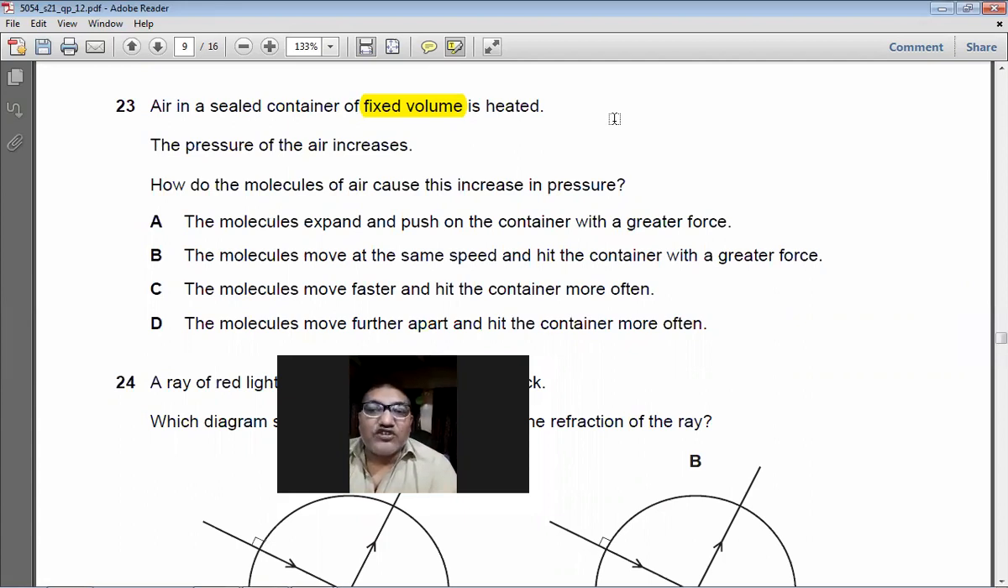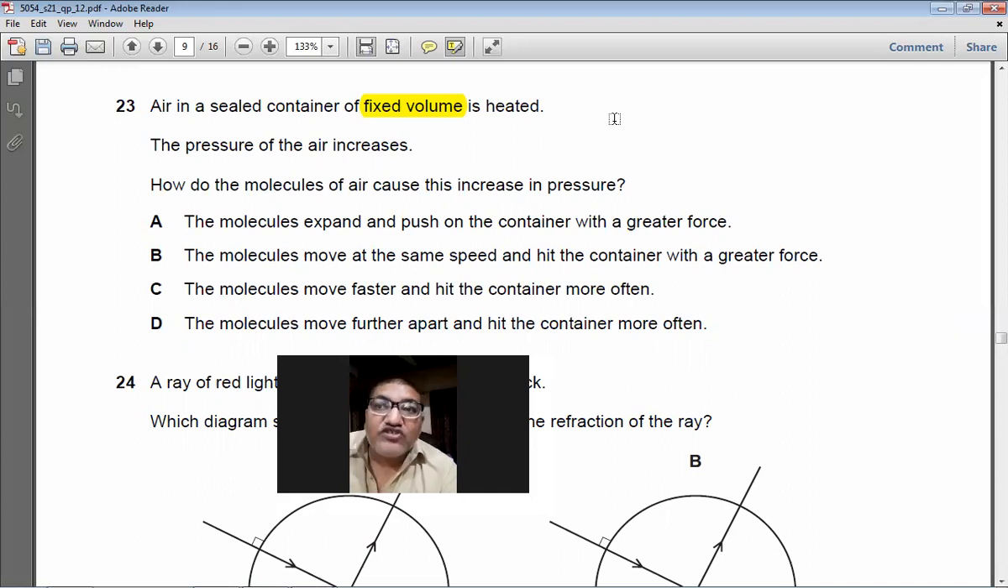Because the volume cannot change, the distance between the molecules cannot become larger. But when you increase the temperature, the molecules will start moving faster. When they move faster, their collision frequency with the walls of the container will increase. So that's why the pressure will increase. Plus, because they are moving faster, when they hit the container wall, they exert more force. So that's why the pressure will increase.